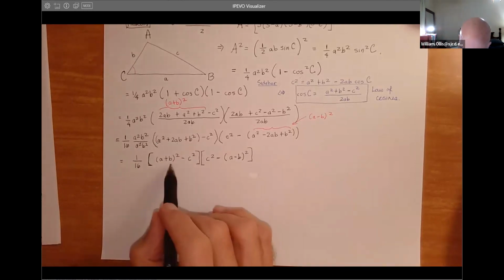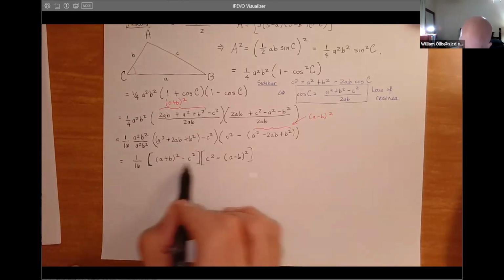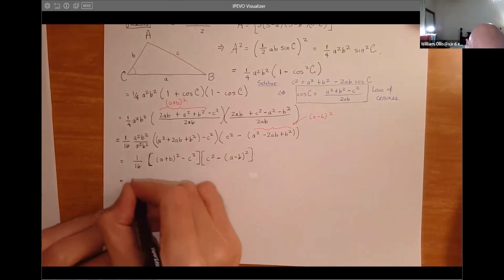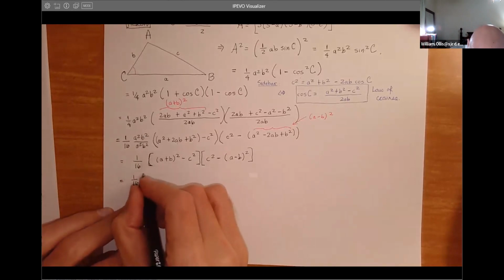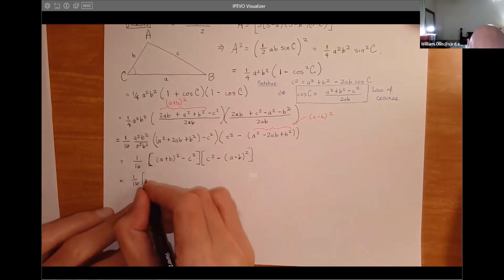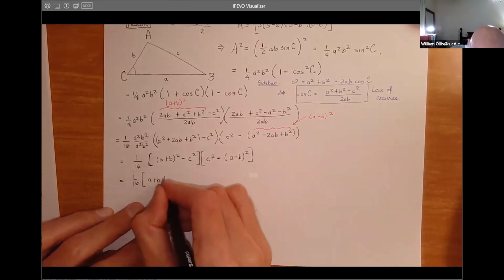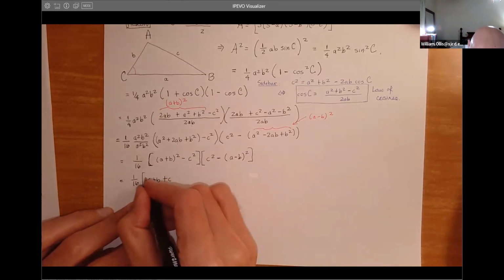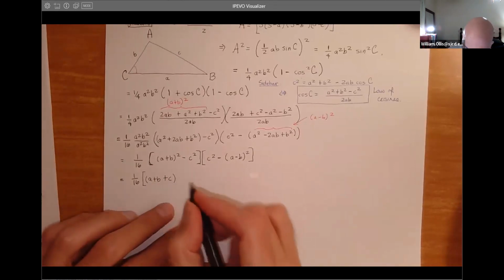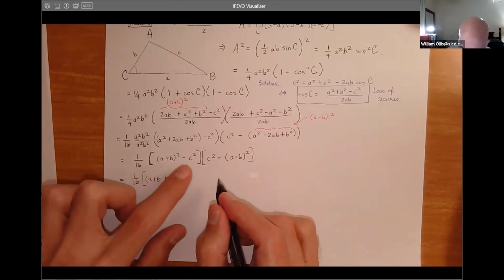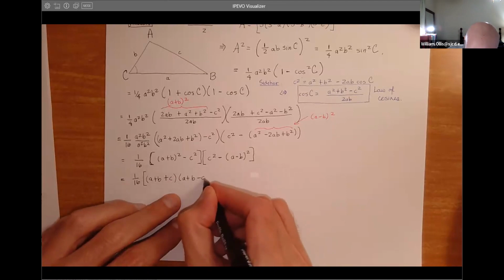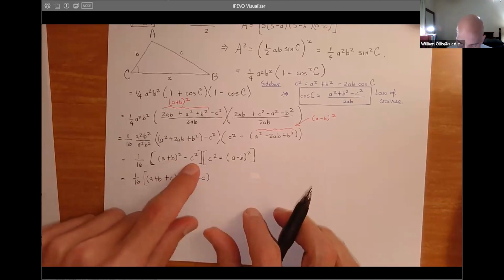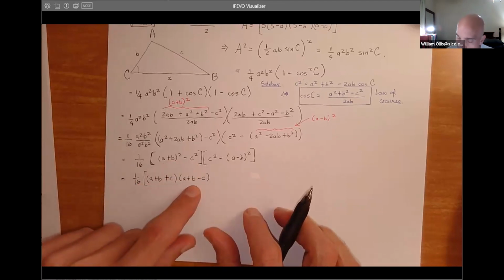So now how can we use our identities? Let's go ahead and factor them. So this will be 1/16. And we'll break this up into 2 pieces. So we're going to have what? A plus B plus C. So when you factor this, this is A plus B plus C, and then we have A plus B minus C. So that's like an A squared minus B squared. A plus B, A minus B.